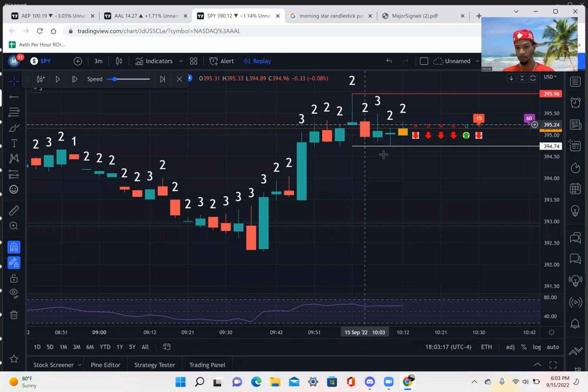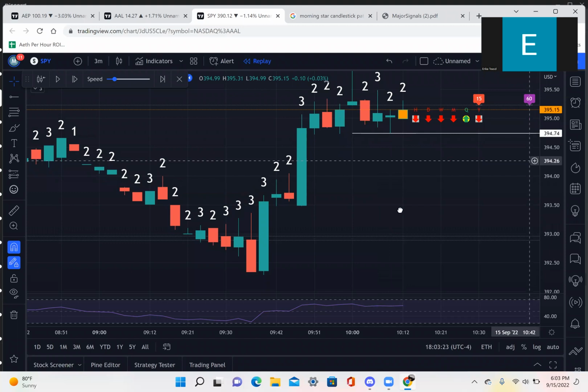I keep getting inverted pin bars and dojis. You see this morning star right here? This is a morning star.